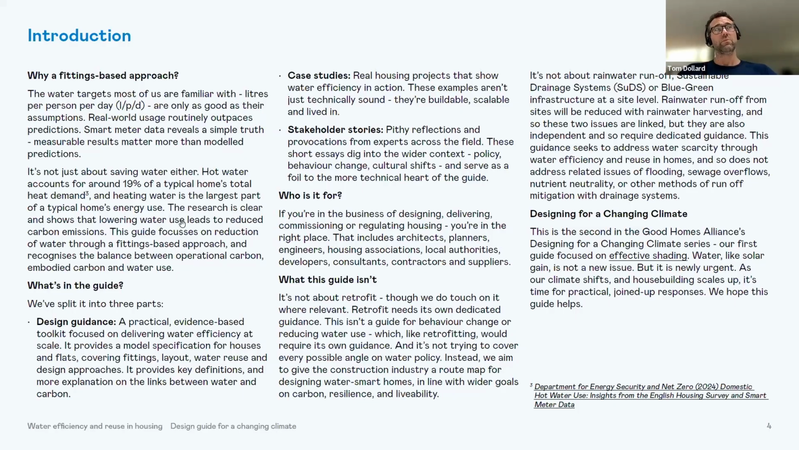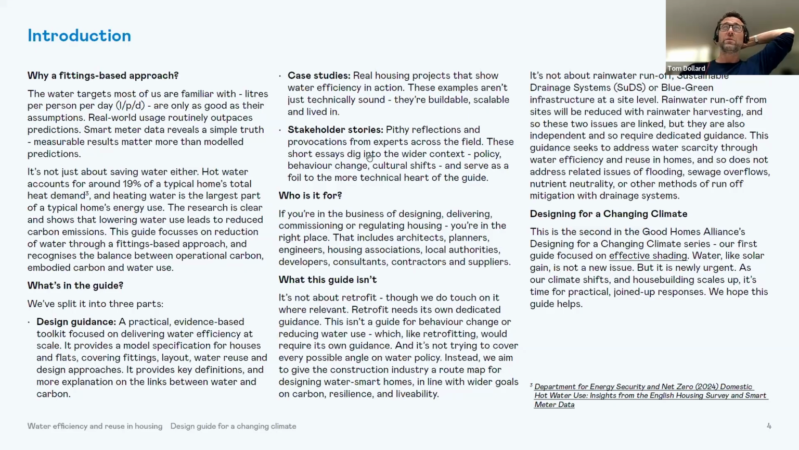We've highlighted the link between carbon and hot water, and actually cold water as well. That's pretty clear. And then the guide is split into three. It's really design guidance, so that's in the first section. There are some case studies, which I'm going to talk to in a bit more detail, and some stakeholder stories that my co-author Rory has put together.